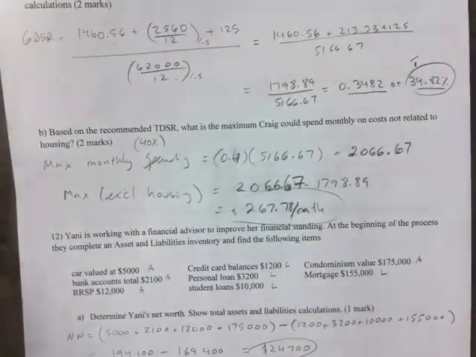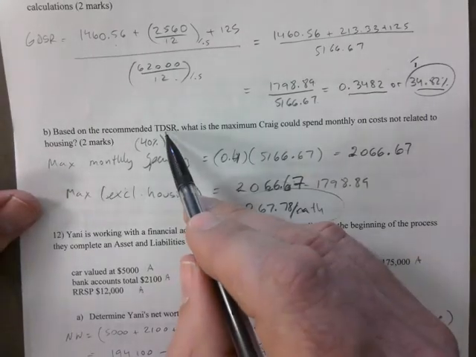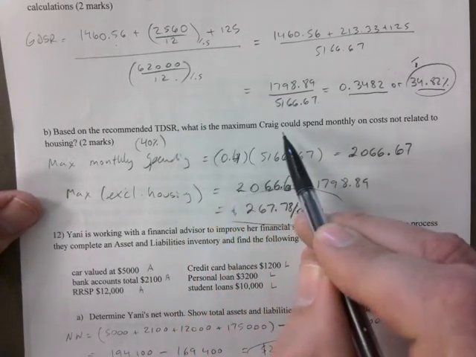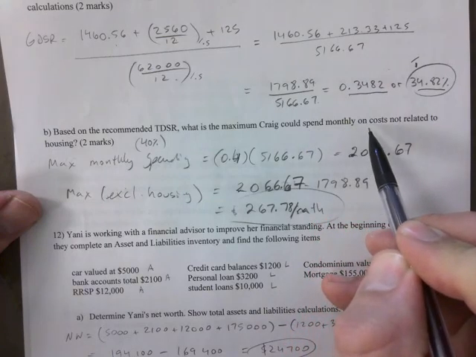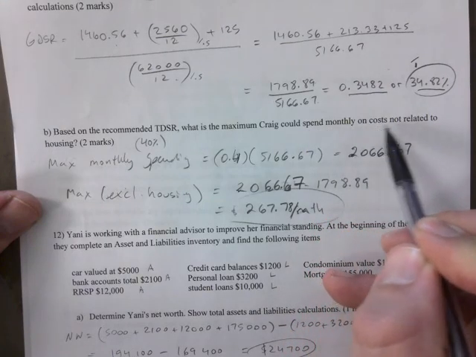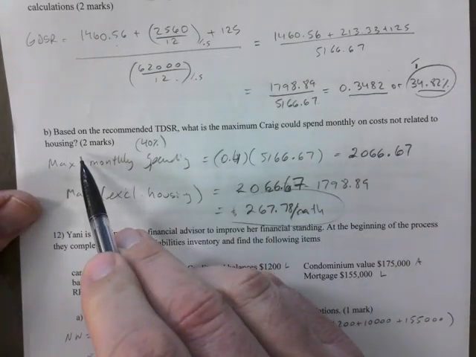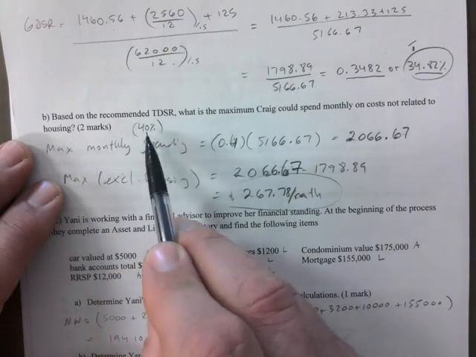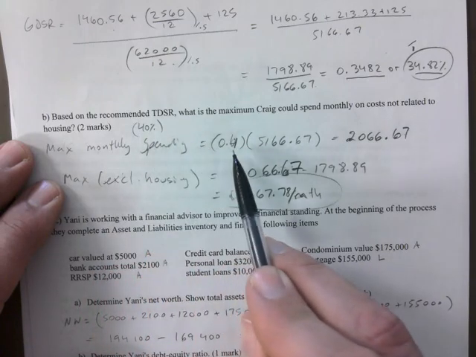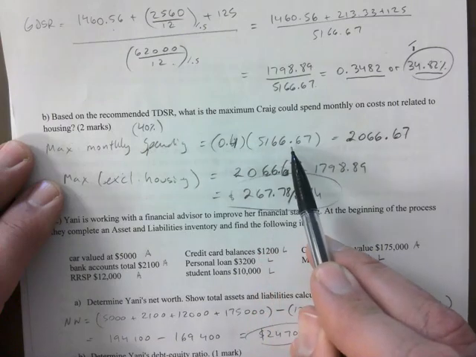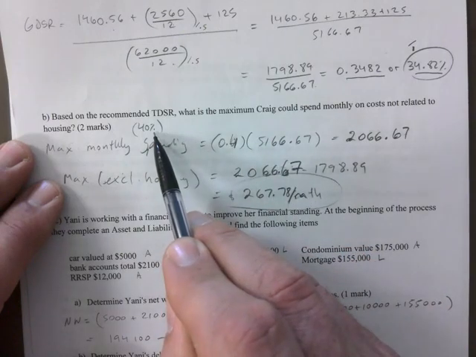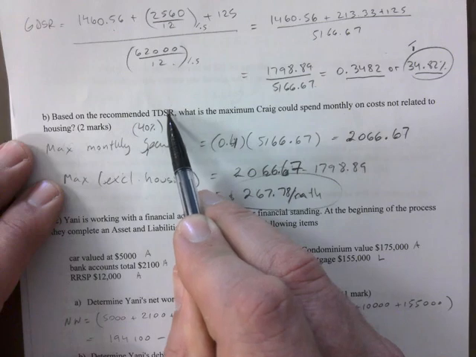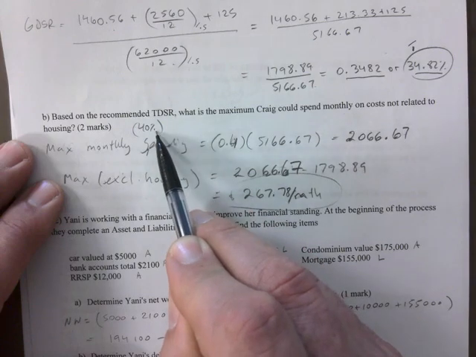Based on the TDSR, what is the maximum Chris could spend monthly on costs not related to housing? Okay. So maximum monthly spending, if it's 40%, you go 40% of his monthly income. And where does the 40% come from? You have to watch the lesson. TDSR, 40 is the magic number.